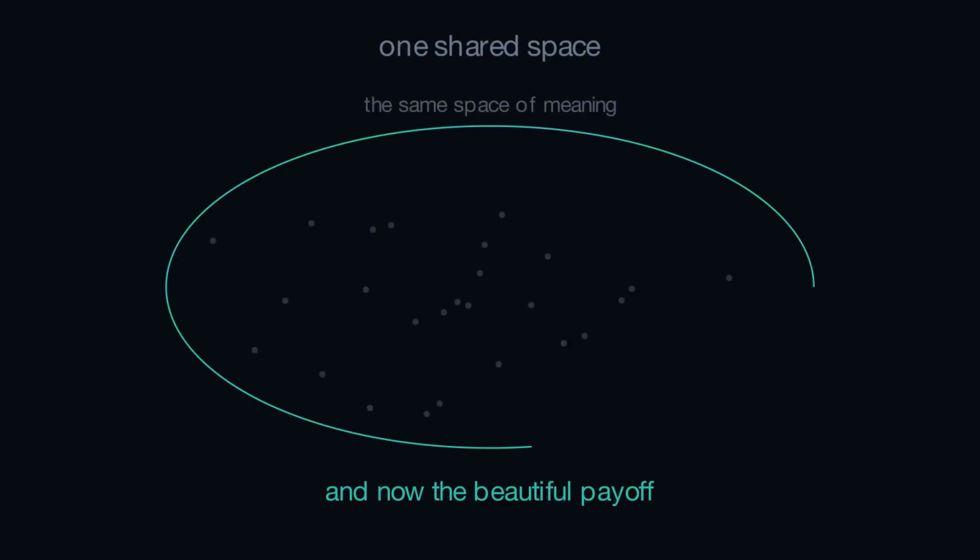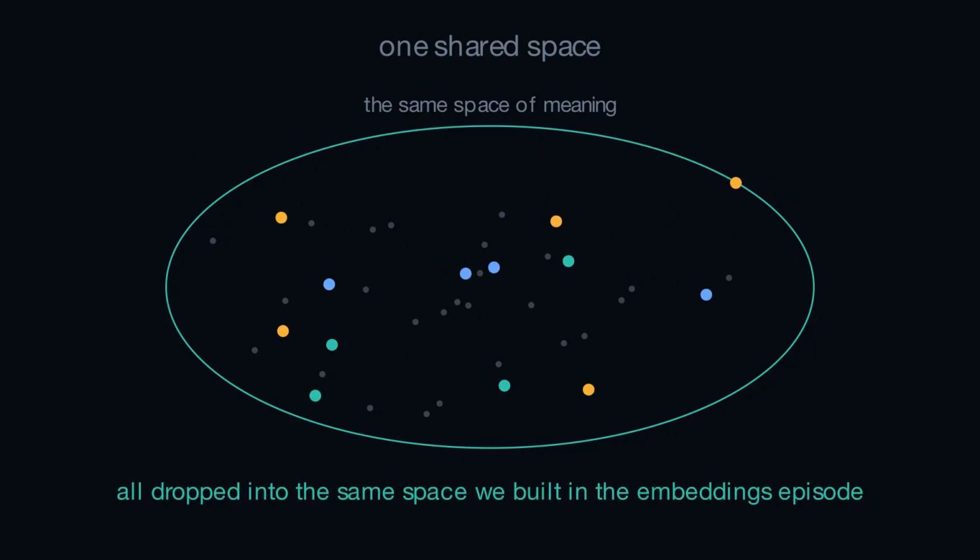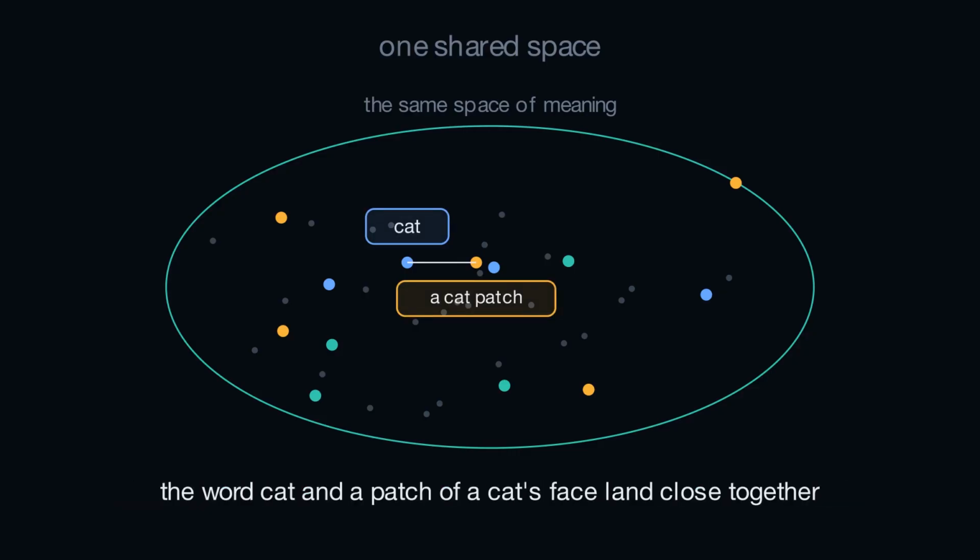And now the beautiful payoff. All of these points, the ones from text, the ones from image patches, the ones from sound, get dropped into the same space of meaning we built back in the embeddings episode. The same one. So the point for the written word cat and the point for an actual patch of a cat's furry face end up sitting close together because they mean the same thing.